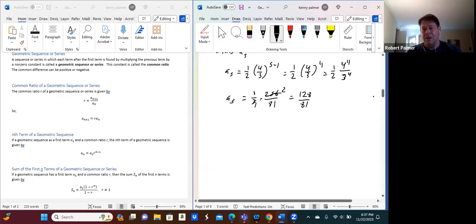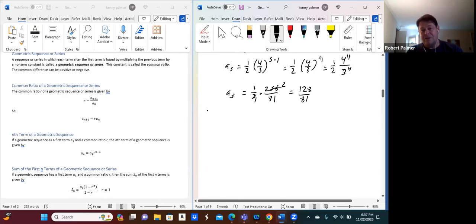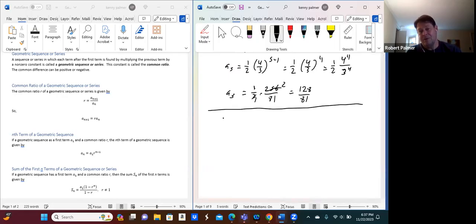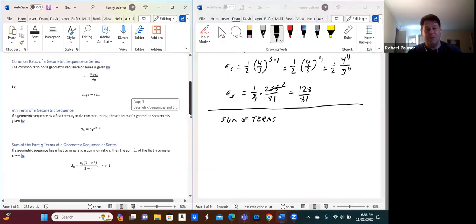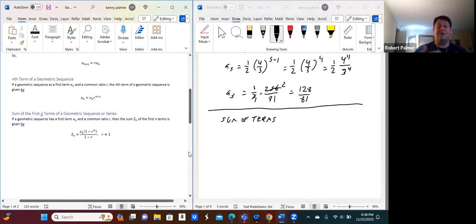Okay, now, what we'll look at next is the sum of the terms. So this is actually where we get into really a series. So the one we do now is the sum of the first, say, 5 terms, first 10 terms, whatever, of a geometric sequence. So this actually becomes a series that's given by this formula.